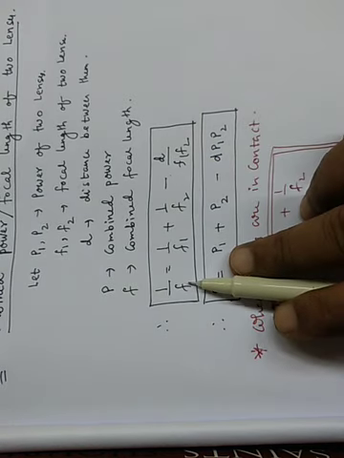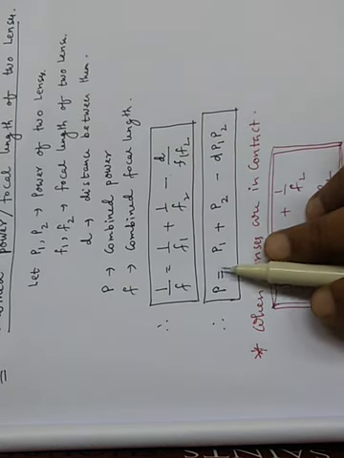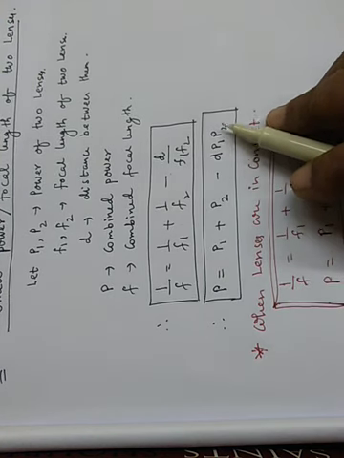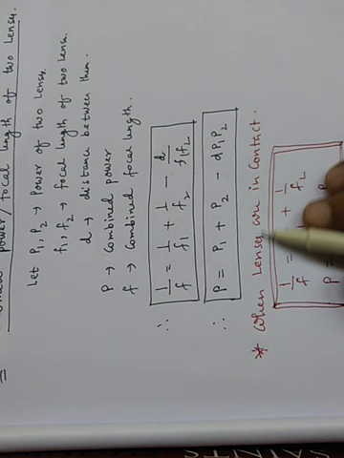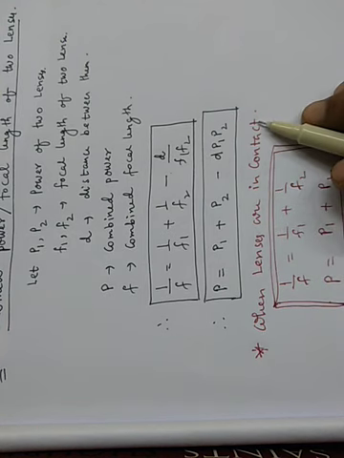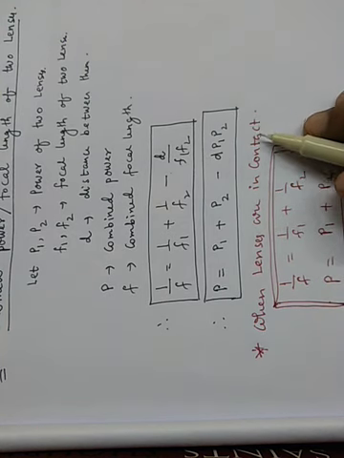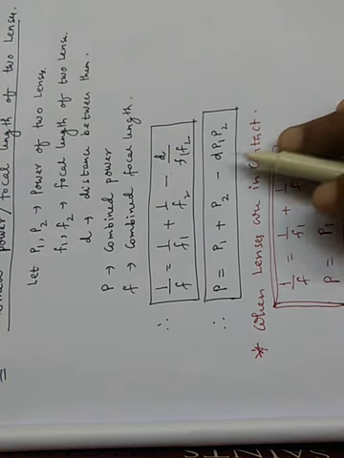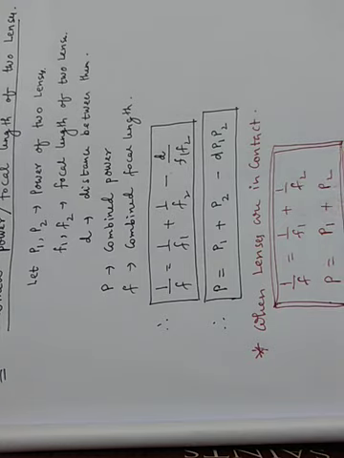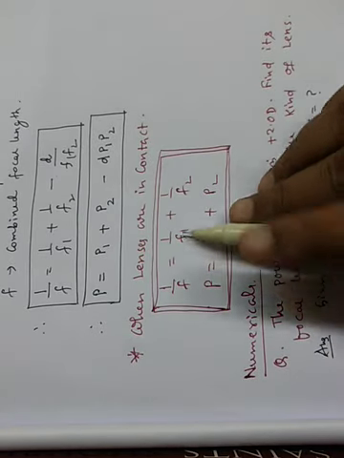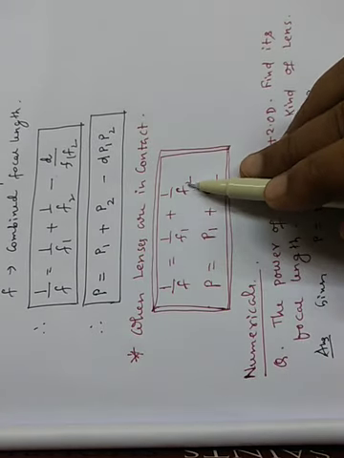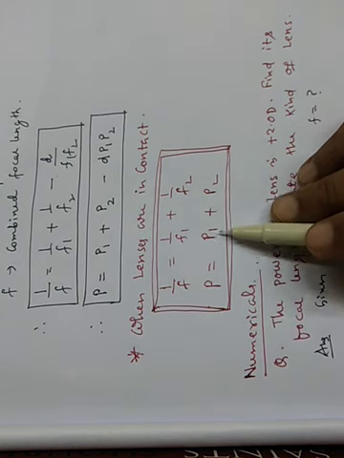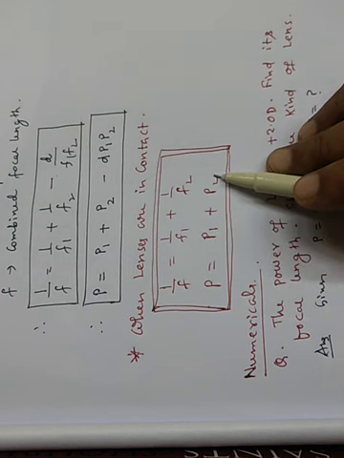If we replace this formula by power, the combined power is defined as P1 plus P2 minus d P1 into P2. But if the two lenses are in contact, that means no distance between the two lenses is given, then you assume that the two lenses are kept in contact. Then these two formulas reduce to this form: 1 by f is equal to 1 by f1 plus 1 by f2, or you can say that the combined power is the algebraic sum of the powers of the individual lenses.